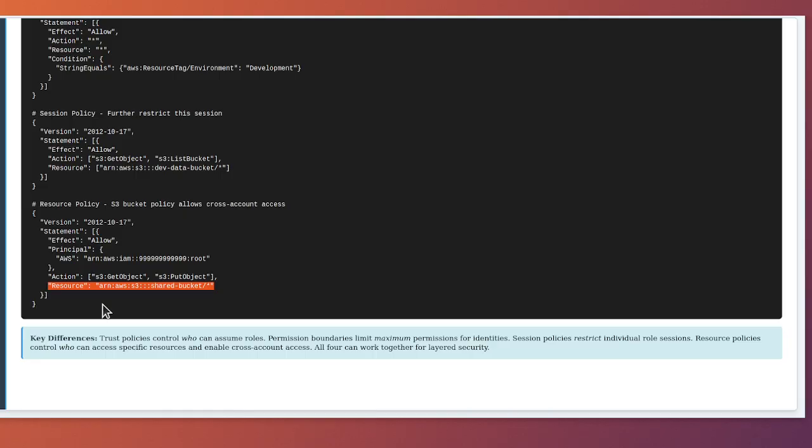When all 4 mechanisms work together, the authorization logic is complex but predictable. For role assumption, the trust policy must allow the principal. For actions by identities with permission boundaries, both the identity policy and the boundary must allow the action using intersection logic. For role sessions with session policies, both the role policy and the session policy must allow the action using intersection logic. For resource access, either the identity policy or the resource policy can allow the action using union logic. All four mechanisms work together to create layered, flexible security controls.